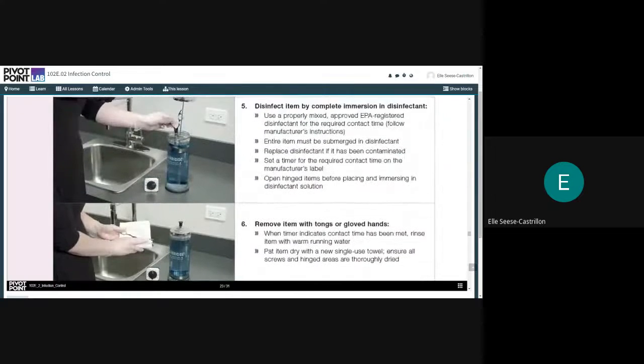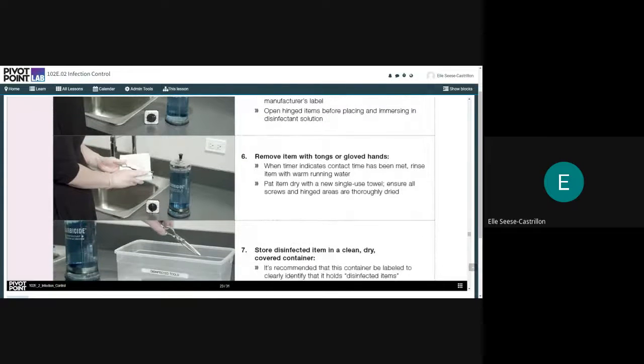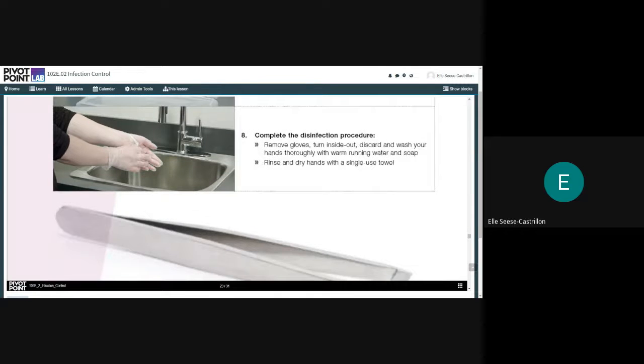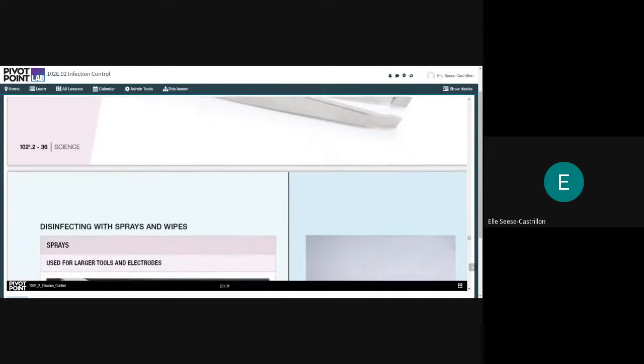You would rinse it off and then dry it and put it in a closed container that's labeled disinfected. So knowing that it's clean.